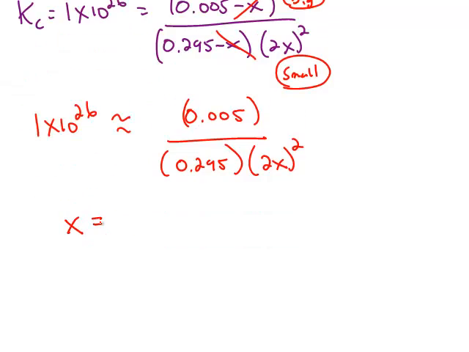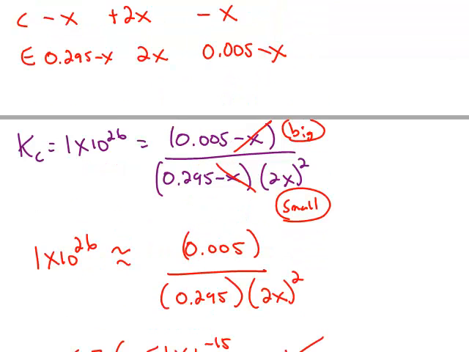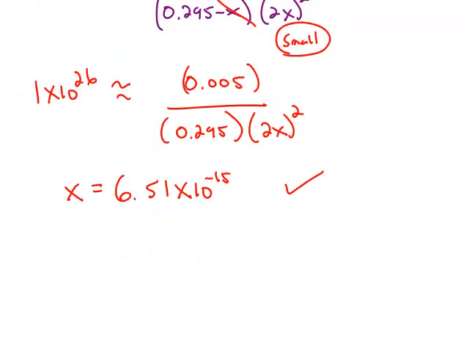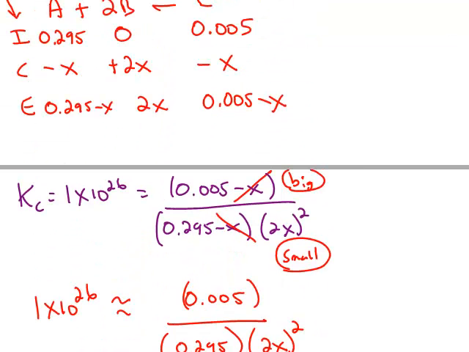Now the math is a lot easier to solve for x. We get x equals 6.5 times 10 to the negative 15th. That's very, very small compared to the initial number. It's definitely less than 5%, so the approximation method works. And we can take this answer for x and substitute it back into the ice chart to find all the chemicals' equilibrium concentrations.